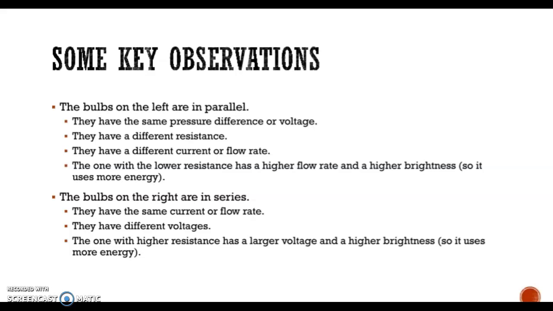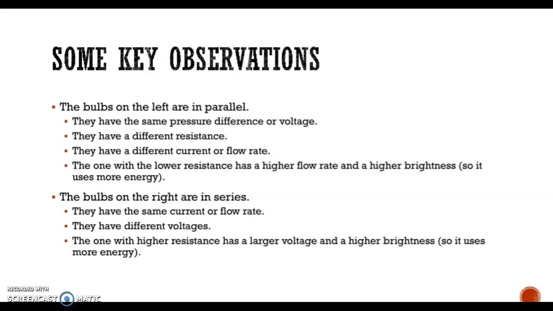The bulbs on the right, however, are in series, which means that they have the same current or the same flow rate, but different voltages. So we've done another one of these micro experiments with the bulbs on the right, where we've held the flow rate constant, but we've changed the voltage in those two bulbs. And we see that the one with the larger voltage out of those two is brighter. Therefore, the one with the larger voltage is using more energy.